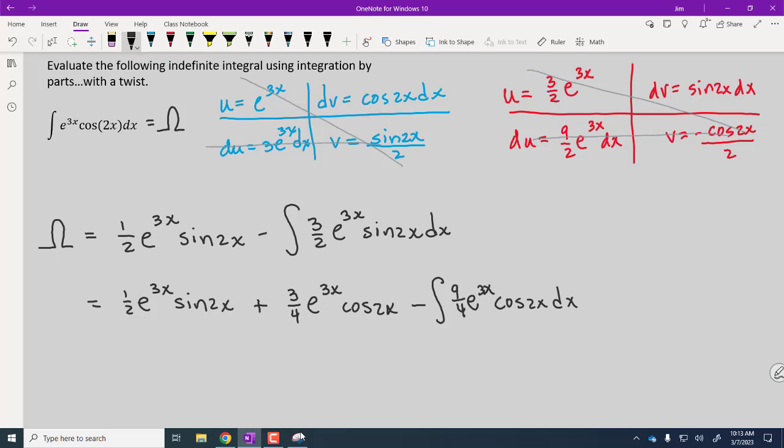All right, any questions on the signs or the coefficients or the integration by parts tables?